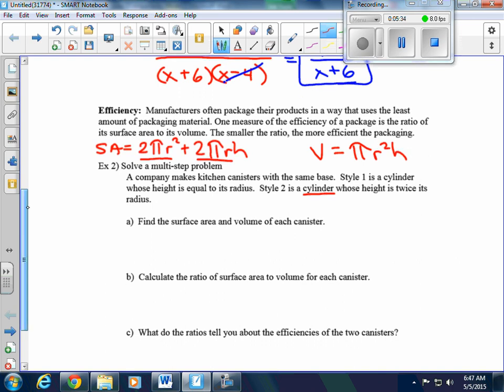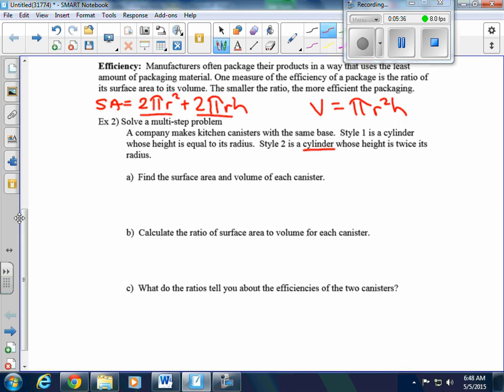So that's going to be the 2 formulas that we look at with the cylinder. It says the company makes kitchen canisters with the same base. Style 1 is a cylinder whose height is equal to its radius. So if we look at style 1, this is its radius r, then its height is also going to be r because they have the same.